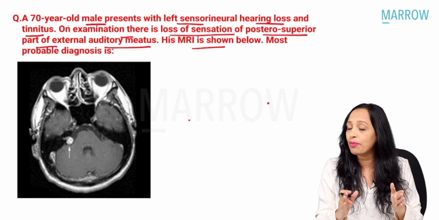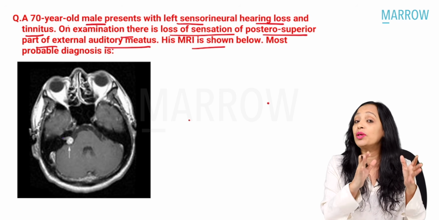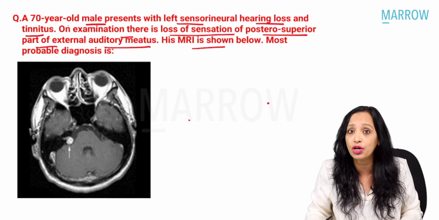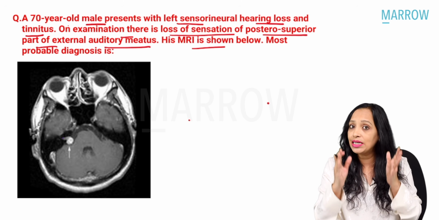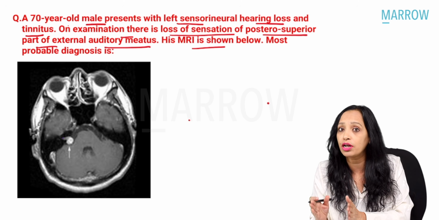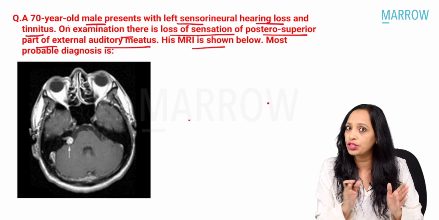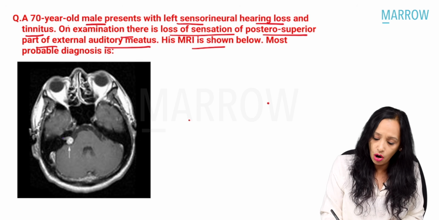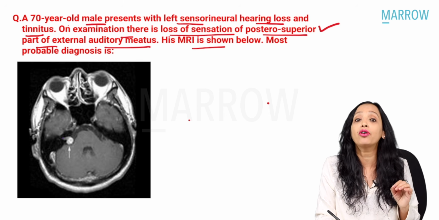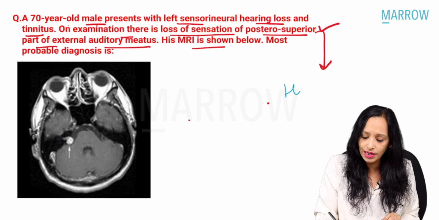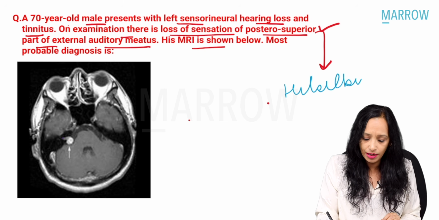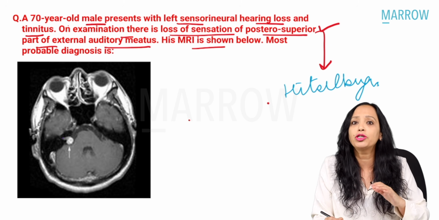So always remember, as I told you, that a child with bilateral conductive hearing loss, what will you think of? Tell me. Serous otitis media. Similarly, any elderly with unilateral sensorineural hearing loss, what will you think of? Acoustic neuroma. Yes, and the loss of sensation in the posterior part of external auditory canal, this is what is known as Hitzelberger sign. So all this tells you this is a patient of acoustic neuroma.